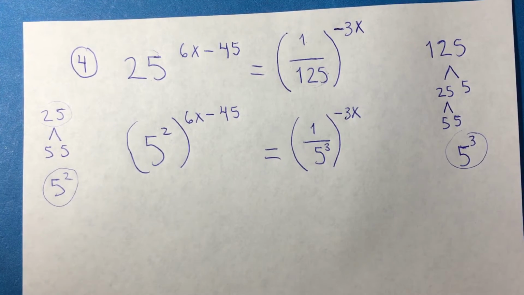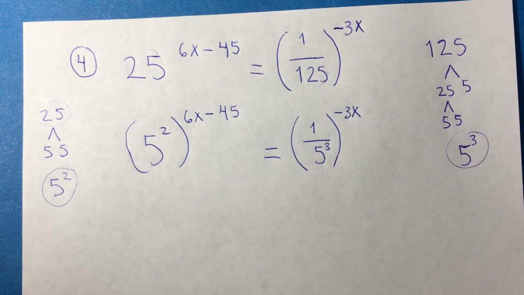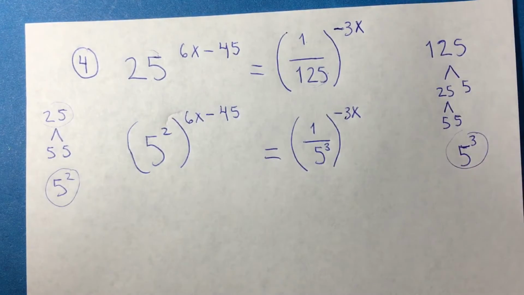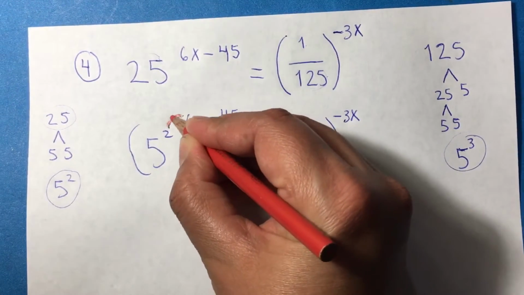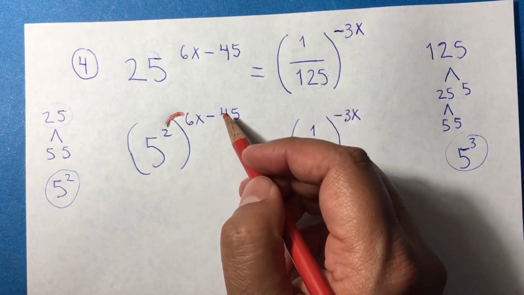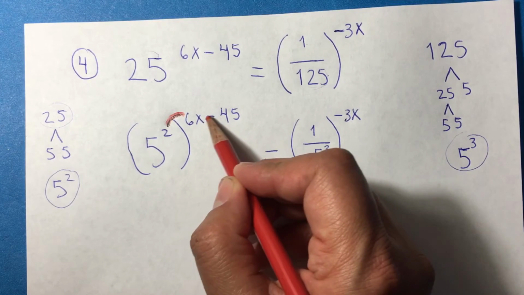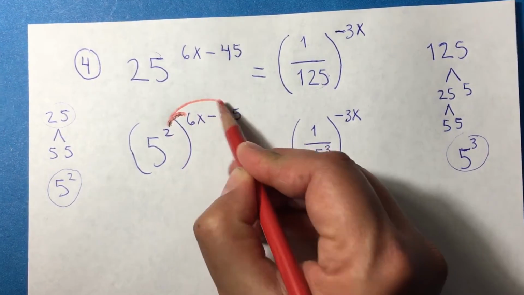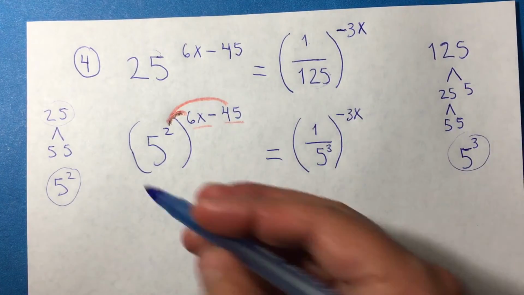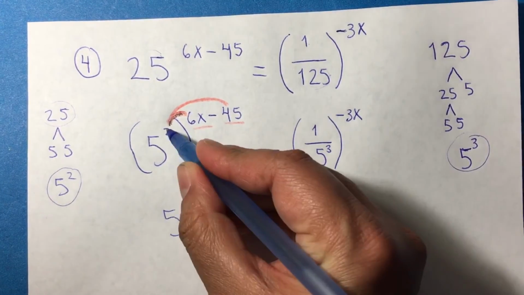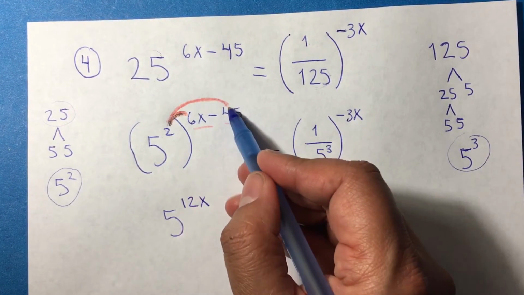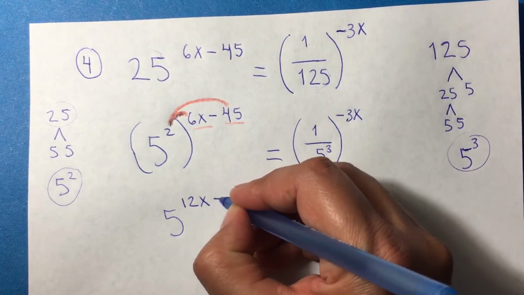Now on each side, what we need to do is multiply. However, when we multiply exponents, because it's a power raised to another power, we need to check if there is addition or subtraction. That means that we have to do distributive property because there are two terms in here. Okay, so bring down the base, which is 5. 2 times 6x is 12x. 2 times negative 45 is negative 90.